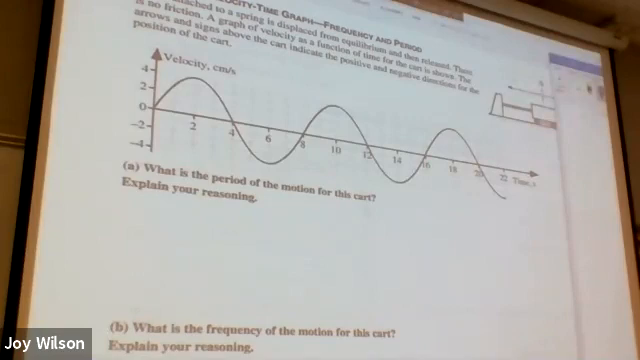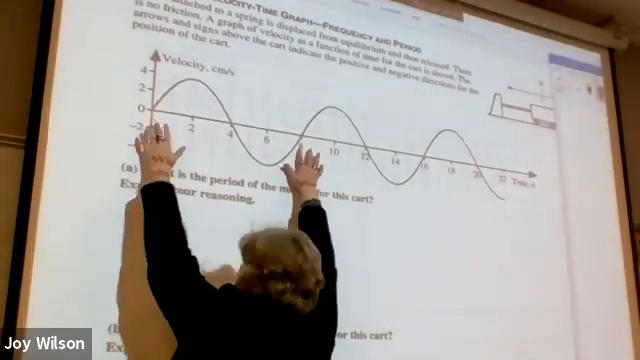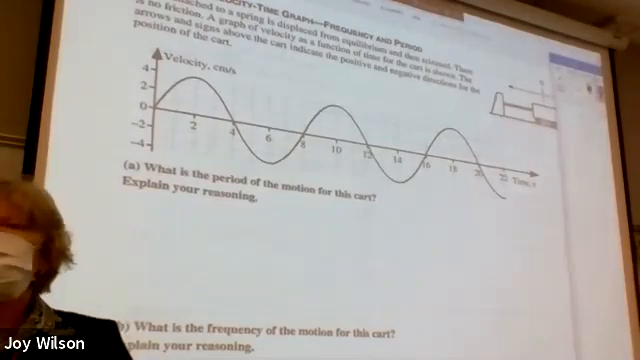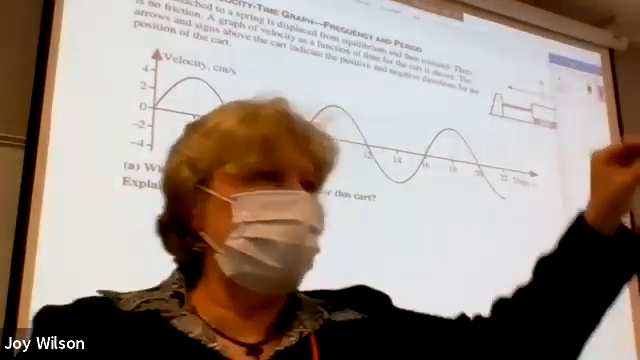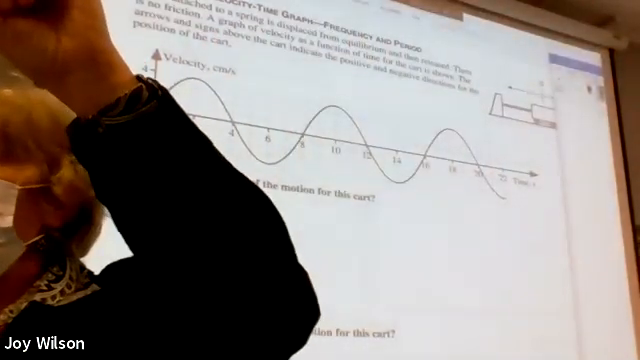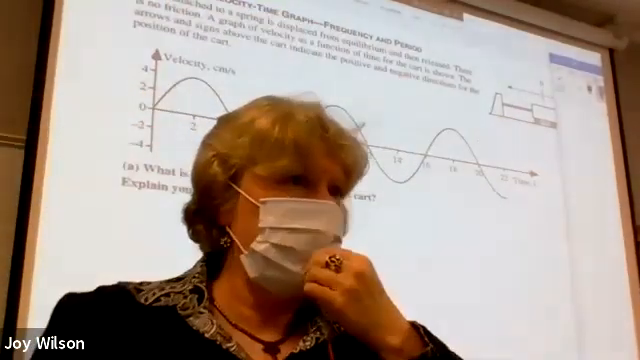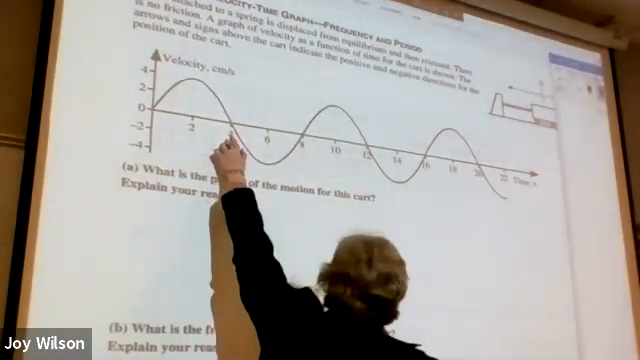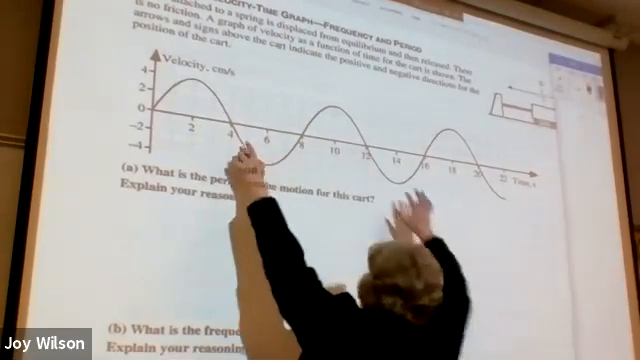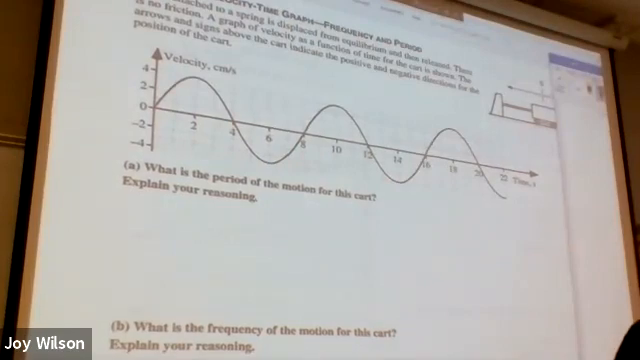So if this was position time, I might look here and then look here and say the period is 8 seconds, because I started at 0 and I went up and went down and came back. After 8 seconds, I'm back where I started, moving in the same way. Or maybe Autumn wants to start here at 4. She could go 4 to 12, right? Once again, 8 seconds.